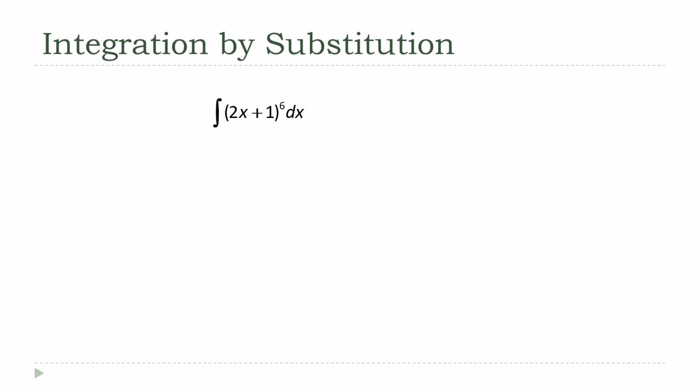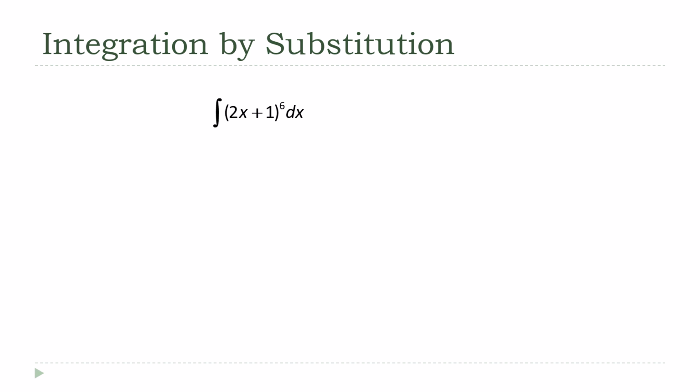So take a look at this integral. The only way we could evaluate this based on what we know so far is by multiplying it out: 2x plus 1 times itself 6 times. That gives us a polynomial, and we know how to integrate polynomials. Okay, well, that's a lot of work, right? And I'd really like to not have to do that much work.